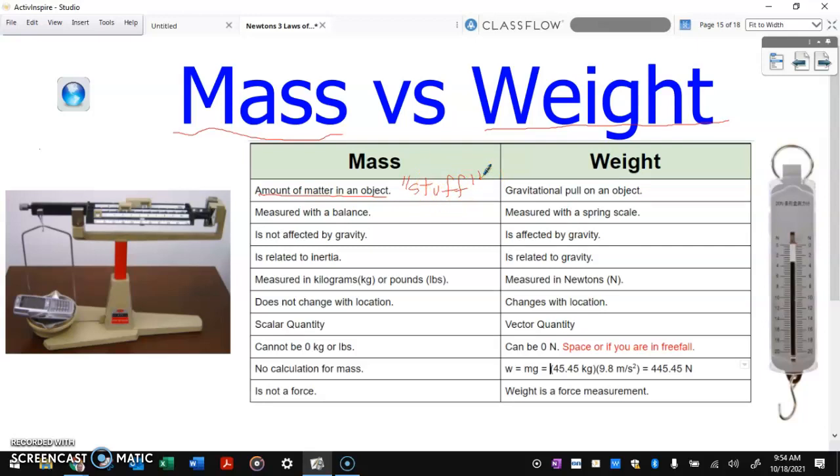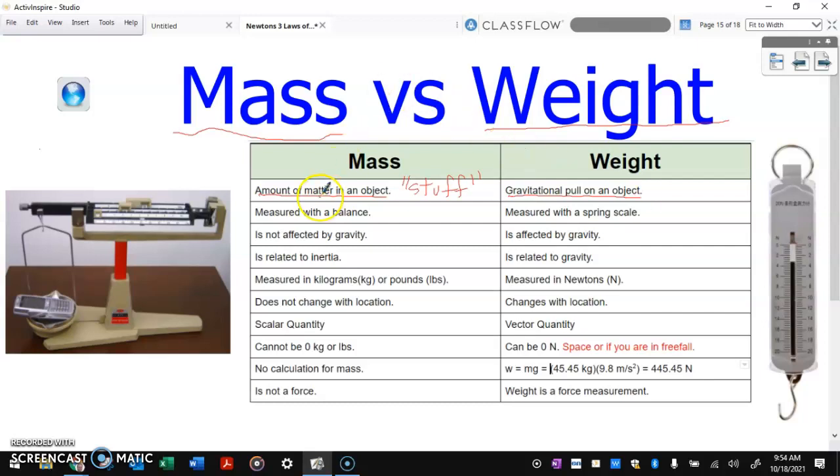Whereas weight is the gravitational pull on an object, and that is dictated by the object or the planet that the object is on. For example, it's the gravitational pull of the Earth that determines your weight.